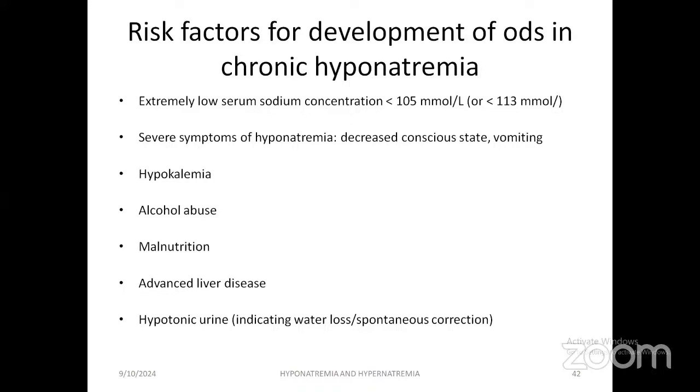The risk factors for development of osmotic demyelination syndrome in chronic hyponatremia are if the patient has extremely low serum sodium concentration, that is less than 105 millimoles, or if the symptoms are very severe, like decreased conscious state or vomiting, in patients with hypokalemia, alcohol abuse, malnutrition, advanced liver disease, and patients with hypotonic urine.